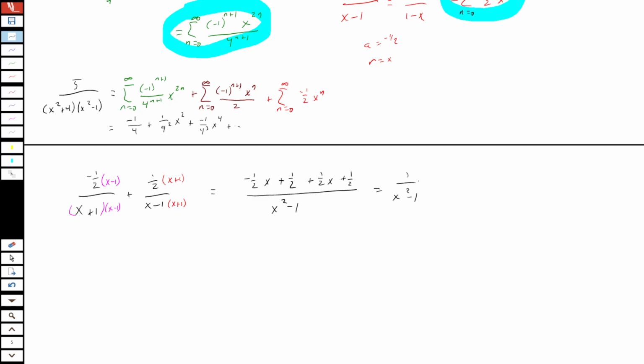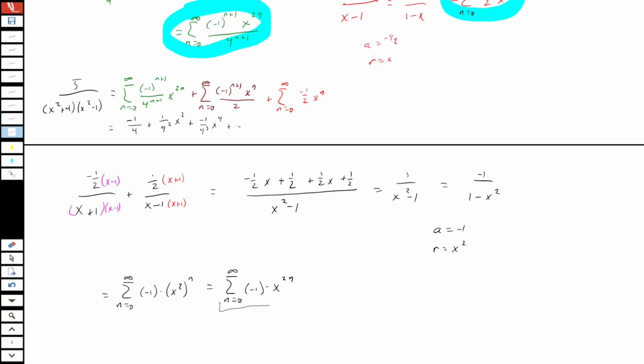Okay, and I convert this one to a power series. I'm going to write this as 1 over 1 minus, negative 1 over 1 minus x squared. So let's let a equal negative 1 and r equal x squared. So I get that this thing is the sum from 0 to infinity of negative 1 times x squared to the n, or negative 1 x to the 2n.